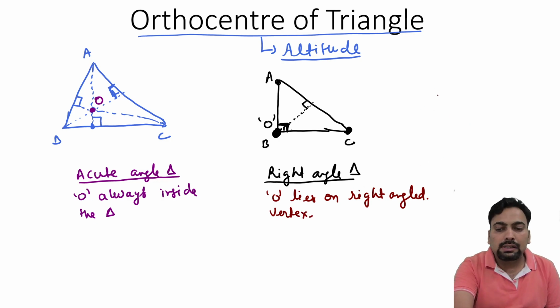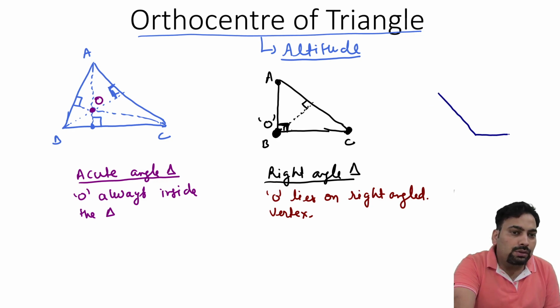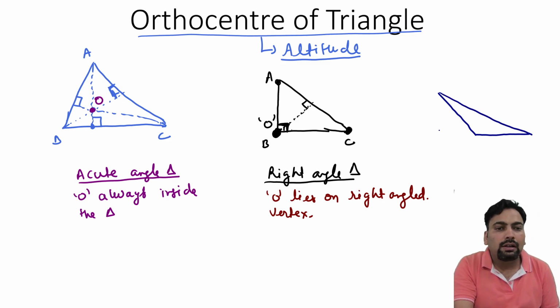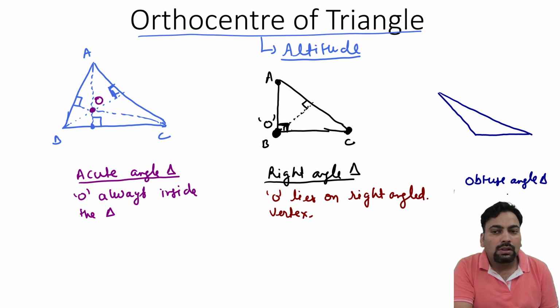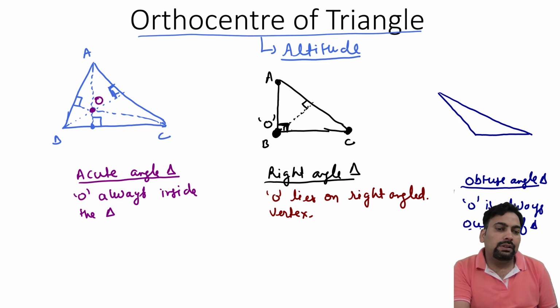Another case is the obtuse angle triangle. Let's suppose this is your obtuse angle triangle. In that case, your orthocenter O is always outside of the triangle. Always outside of the triangle.